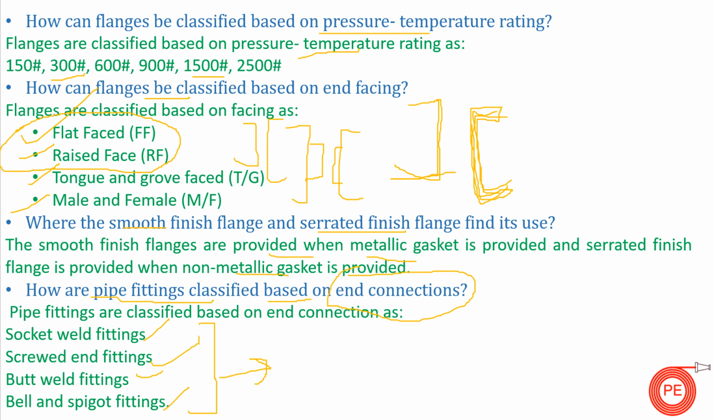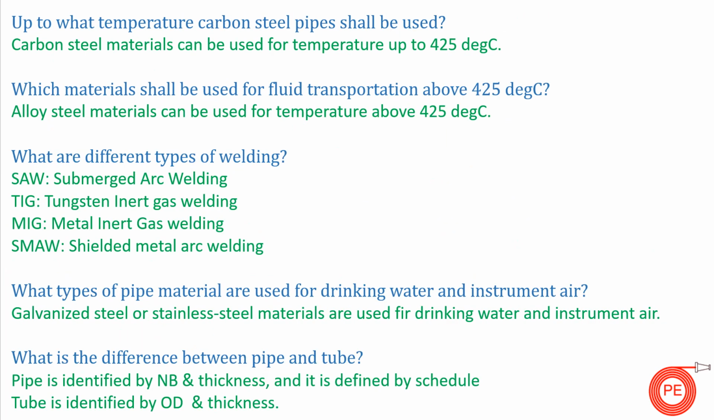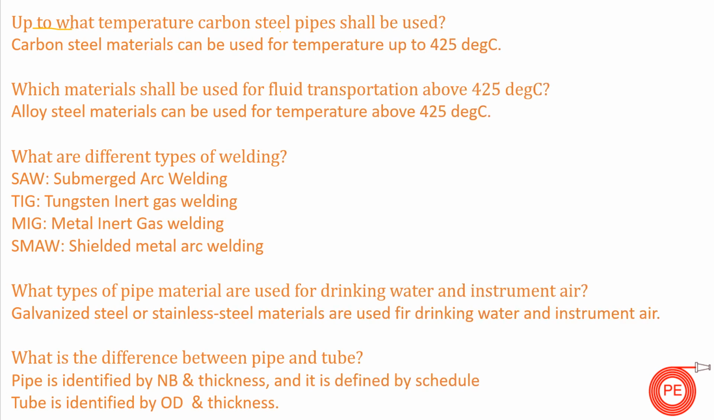Moving on to the next slide, guys. Next question is, up to what temperature can carbon steel pipe be used? Carbon steel pipes can be used only up to 425 degrees Celsius. And now you have to tell me why we cannot use carbon steel above 425 degrees Celsius. There is a significant reason why carbon steel pipes are not used for higher temperature. You have to answer that in the comment section if you are watching the complete video for your learning purpose.